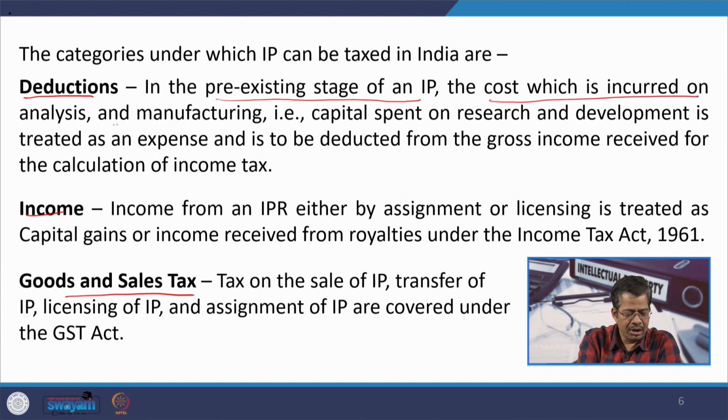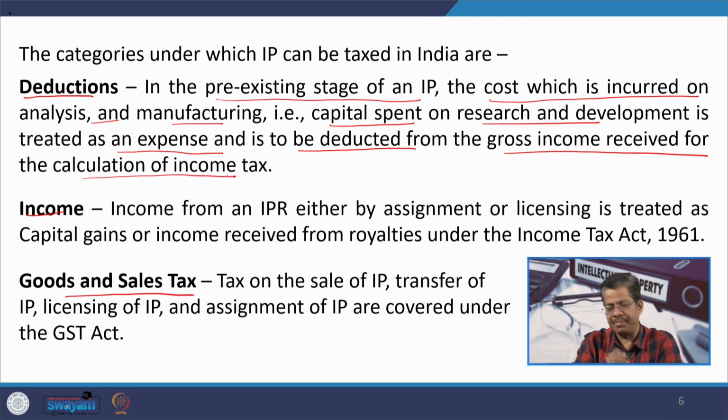Since it is a matter of law, we have to go word by word. It is the cost which is incurred on analysis and manufacturing; capital expenditure on R&D is treated as an expense, and it is to be deducted from the gross income received in the calculation of income tax. So, it is a kind of relief. Whatever expenses you are incurring in R&D for generating the IP can be deducted as such from your gross income, and it is considered as an expense, and therefore you will have lesser income for calculation of income tax.